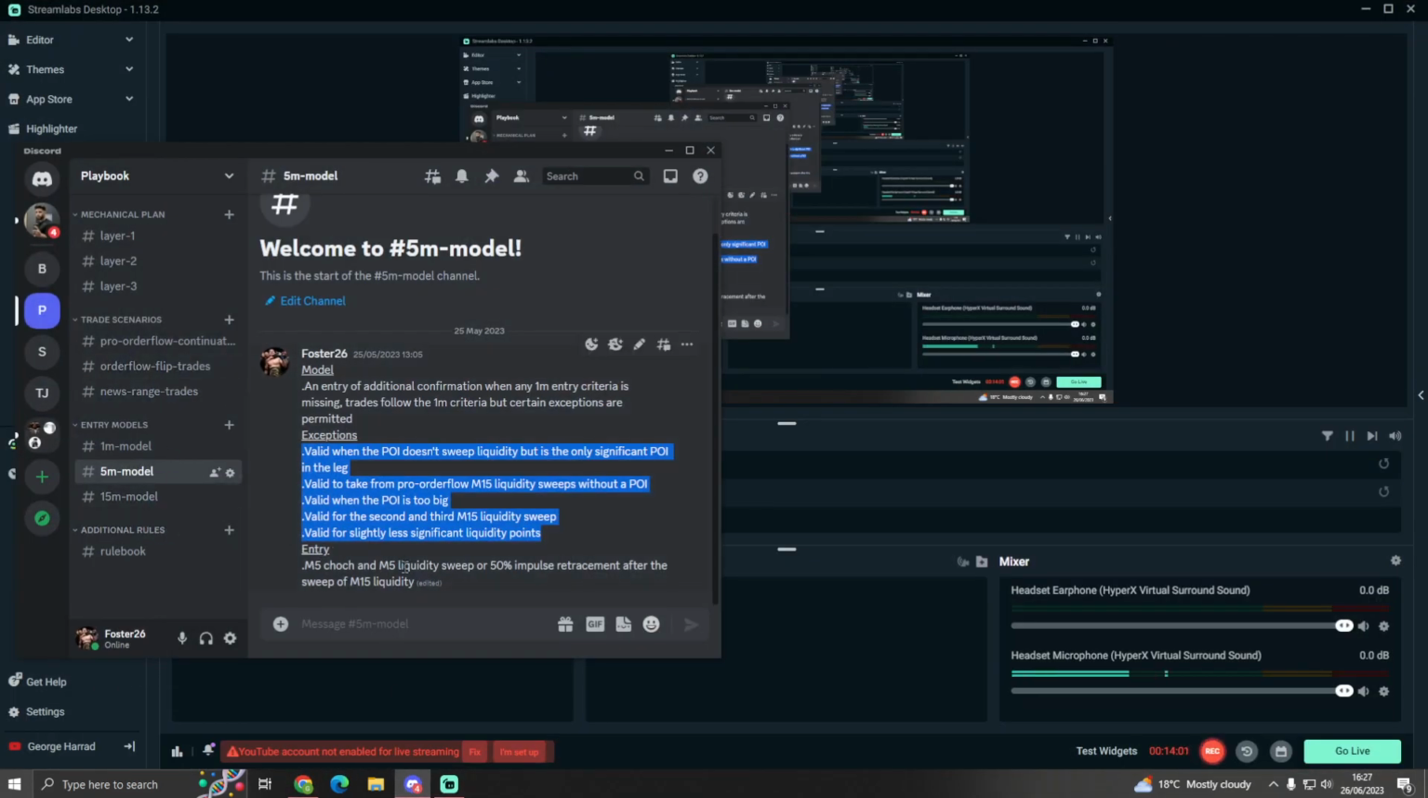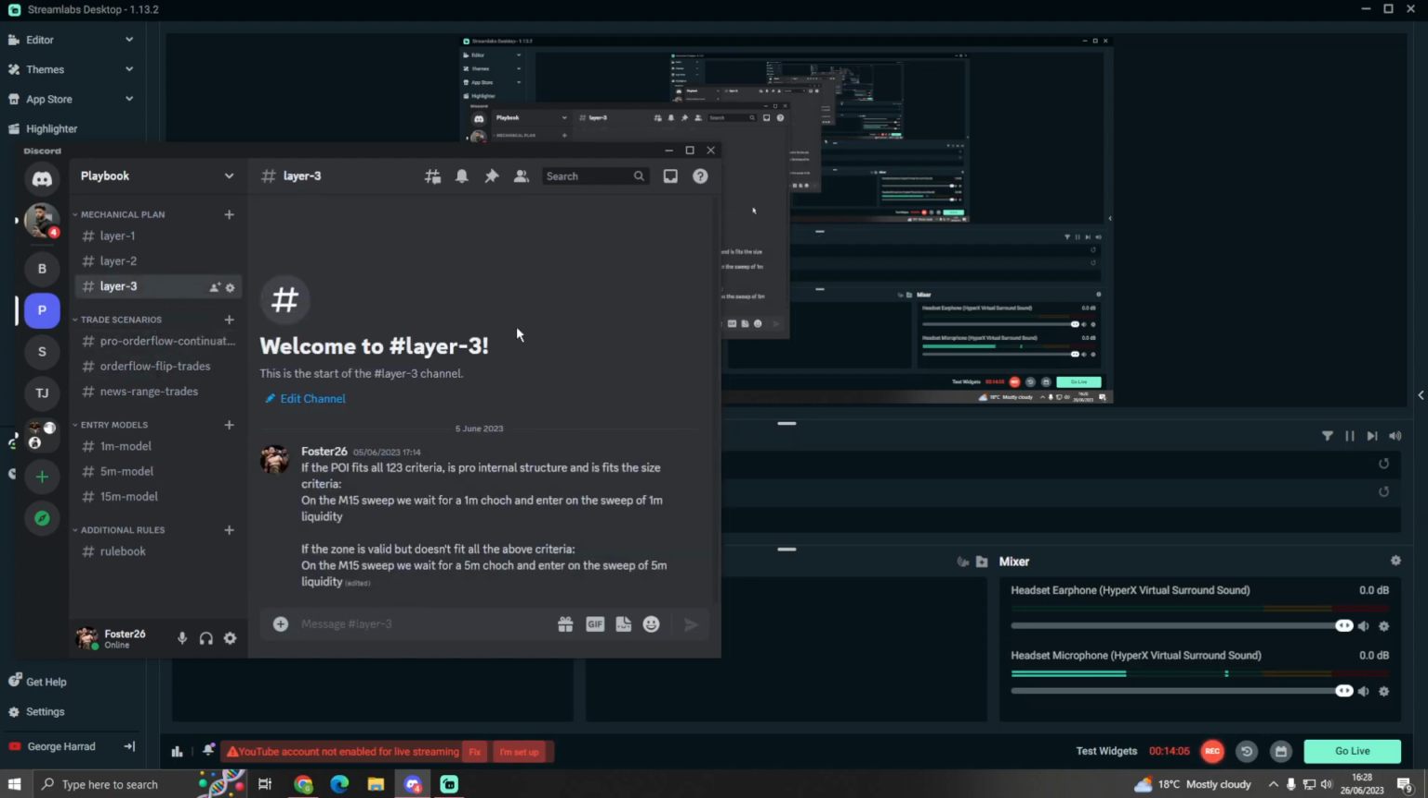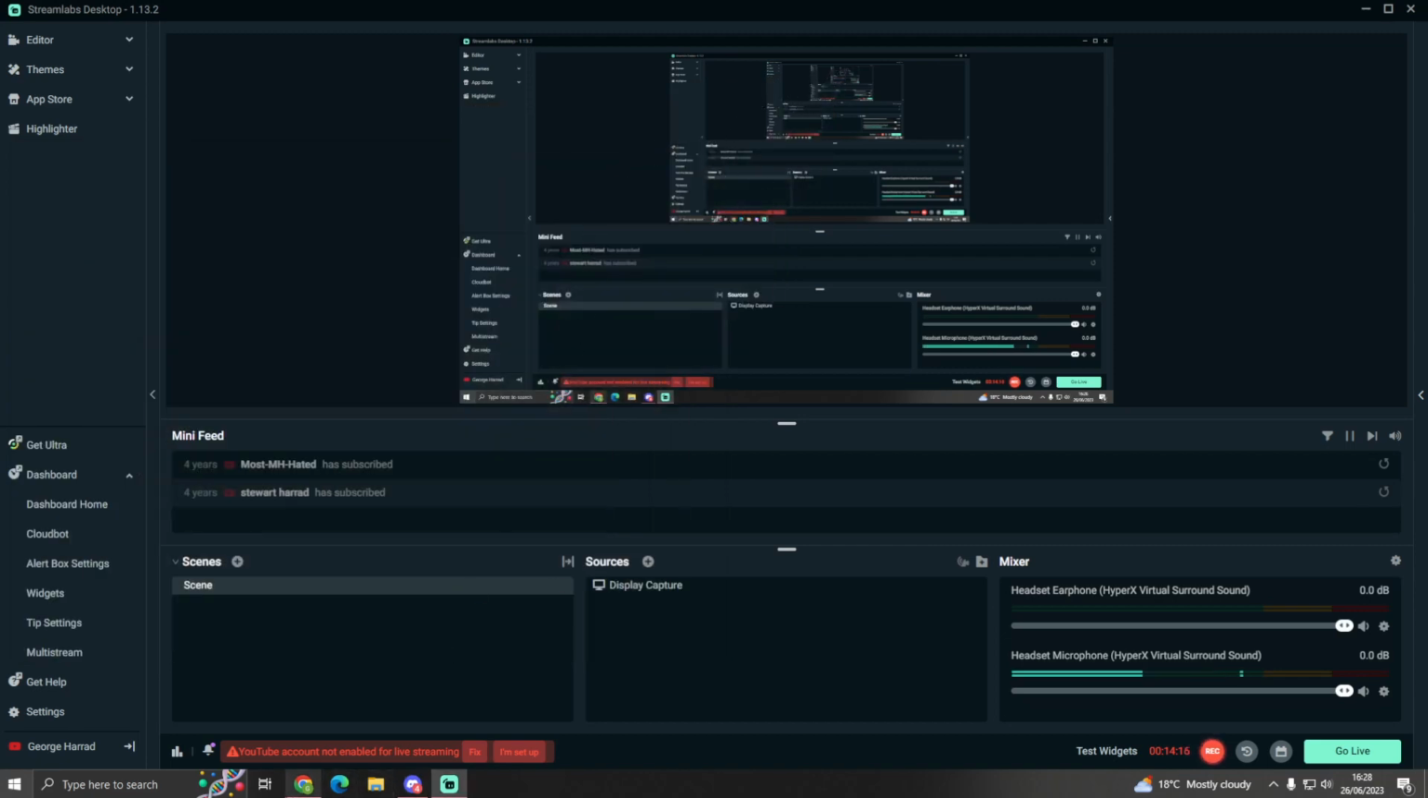I did go over everything. And again, layer 3, obviously, I did actually go over that. That's just the entry model. So when I want a 1M and a 5M, I'm just going over this on the entry model time frame.